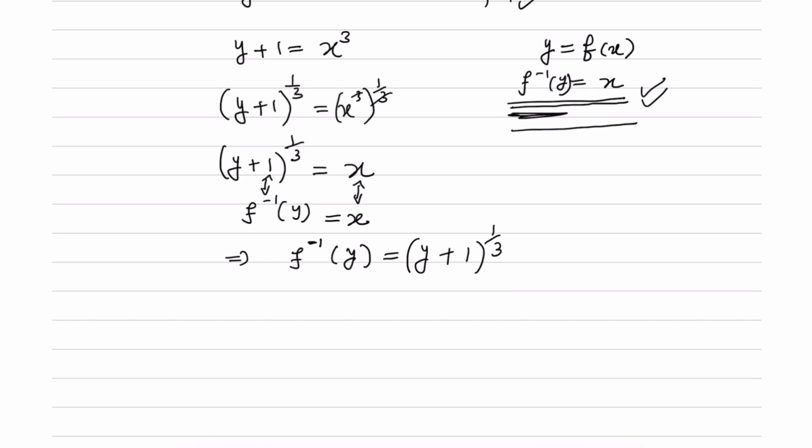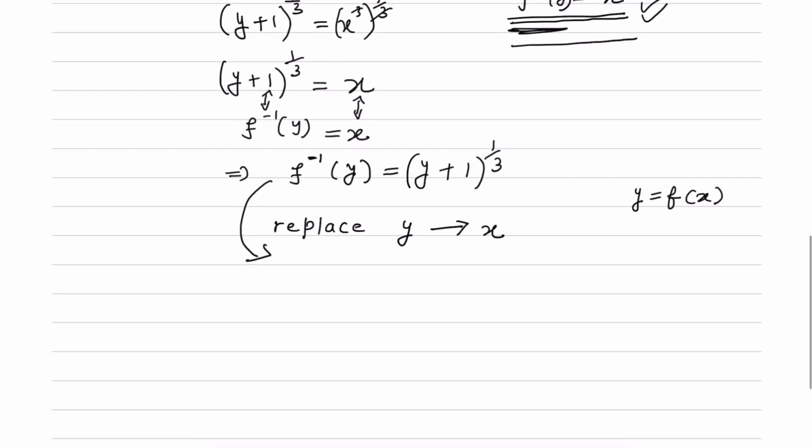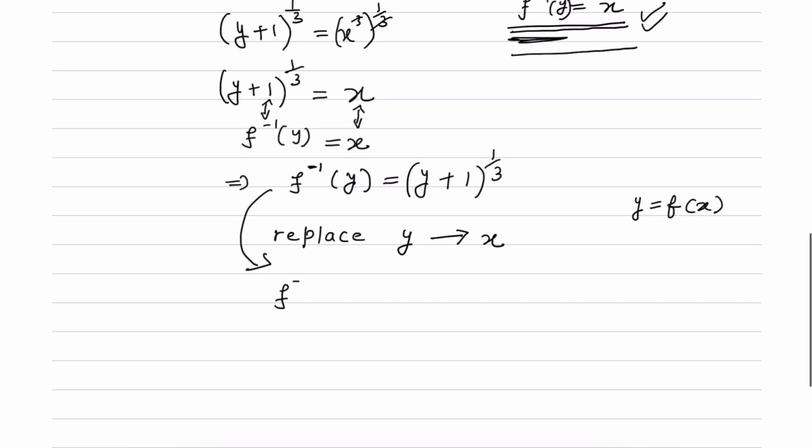But conventionally, when we define the function, we always define it in the form y is equal to f of x, where x is an independent variable and y is the dependent variable. So just to keep that same convention, after finding the inverse, which is f inverse of y equal to y plus 1 to whole power 1 by 3, we are going to replace y with x. So this gives us f inverse of x is equal to x plus 1 to power 1 over 3.